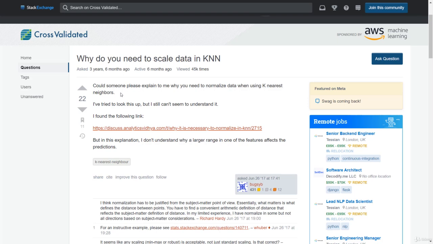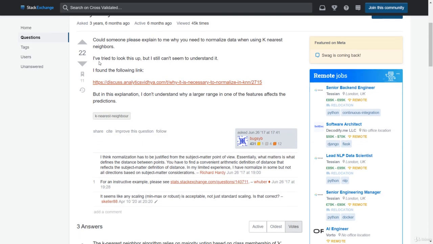And it was viewed by 45,000 people. Okay, and the question says, could someone explain to me why you need to normalize data when using k nearest neighbors? I have tried to look this up, but I still can't seem to understand it. I found the following link, but in this explanation, I don't understand why a larger range in one of the features affects the predictions.